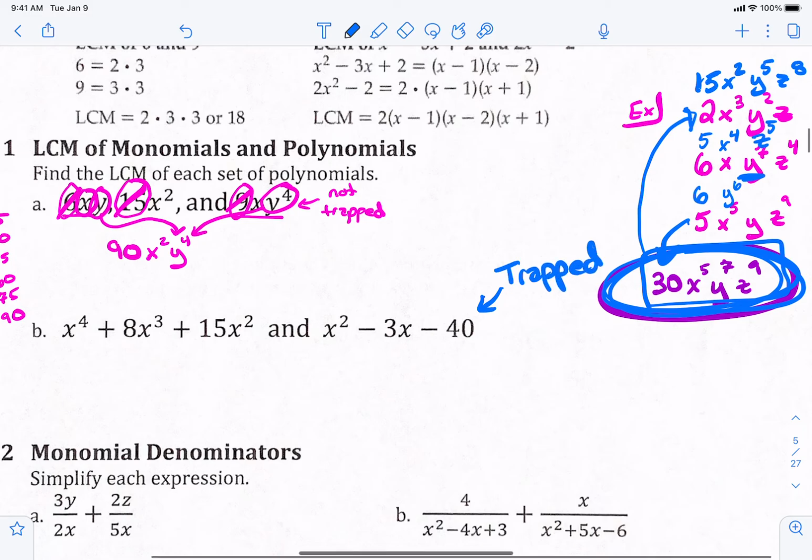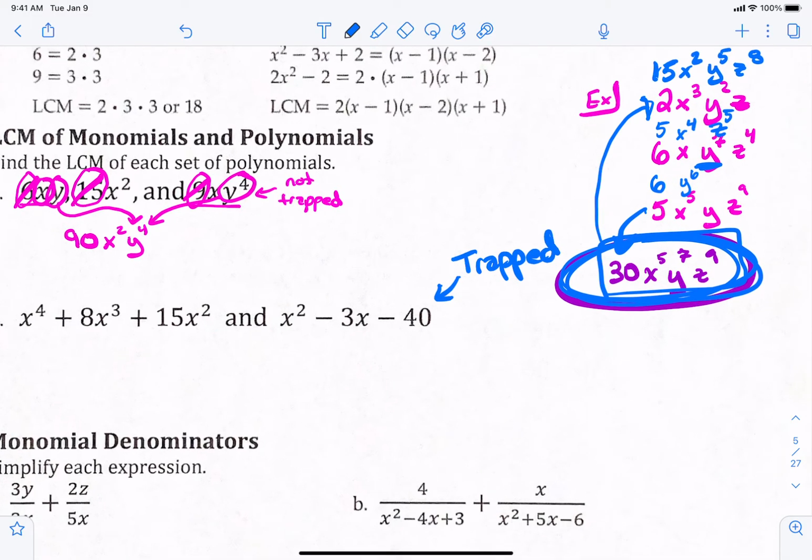Okay? So, when we have things that are trapped, we're going to break down first. And the three methods that we have to break down are simple trinomial, right? What's another way that we can break stuff down? Greatest common factor, so we can pull something out, right? Or a difference of squares. So be looking for those three things when you're looking for trapped stuff.